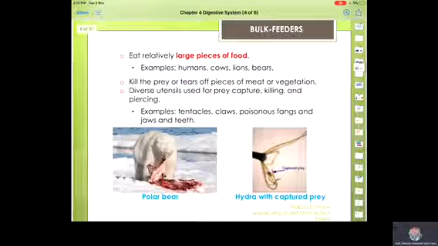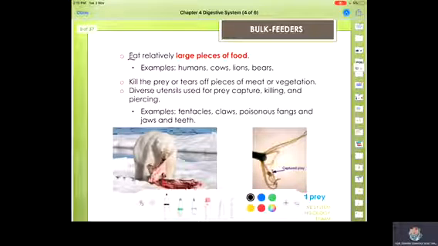Okay, let's see the last feeding mechanism, bulk feeders. So this kind of organism eats large pieces of food, and to get into their food, they must have diverse utensils used for prey capture, for killing the prey, and also for piercing the meat of the prey. Okay, for example, the utensils are tentacles, claws, poisonous fangs, jaws, and teeth. Okay, so these are the utensils used by bulk feeder organisms to get their food.